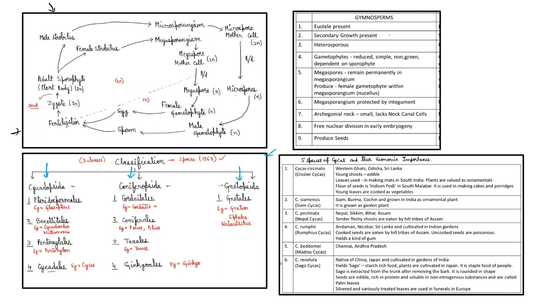Then let us talk about the generalized characters of the gymnosperm. That is, protostele is present in the gymnosperm. They show secondary growth. They are heterosporous, that is, more than one kind of spores are formed, and gametophytes are highly reduced. They are simple, non-green, and dependent on the sporophyte.